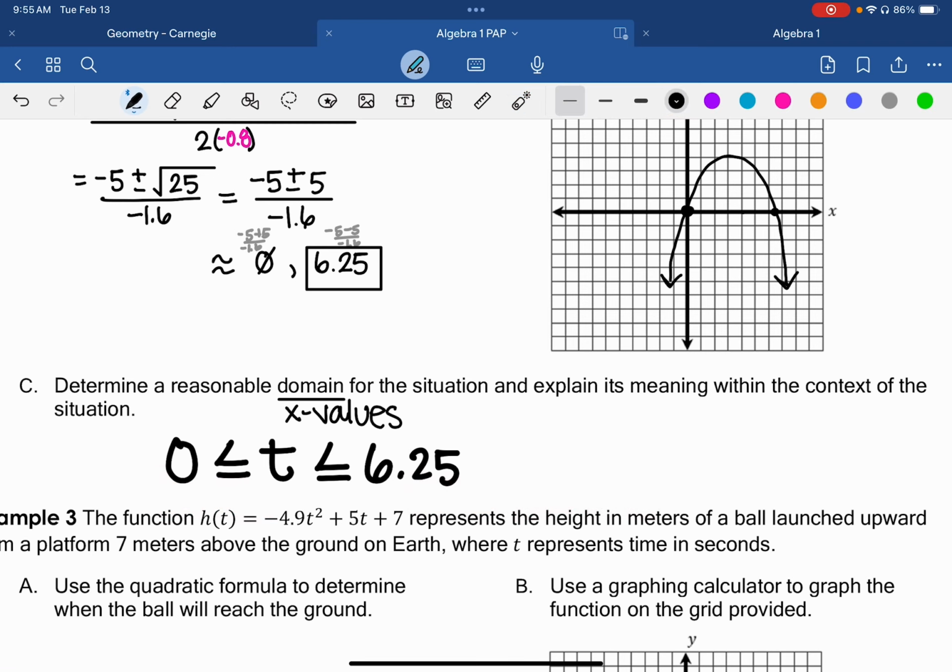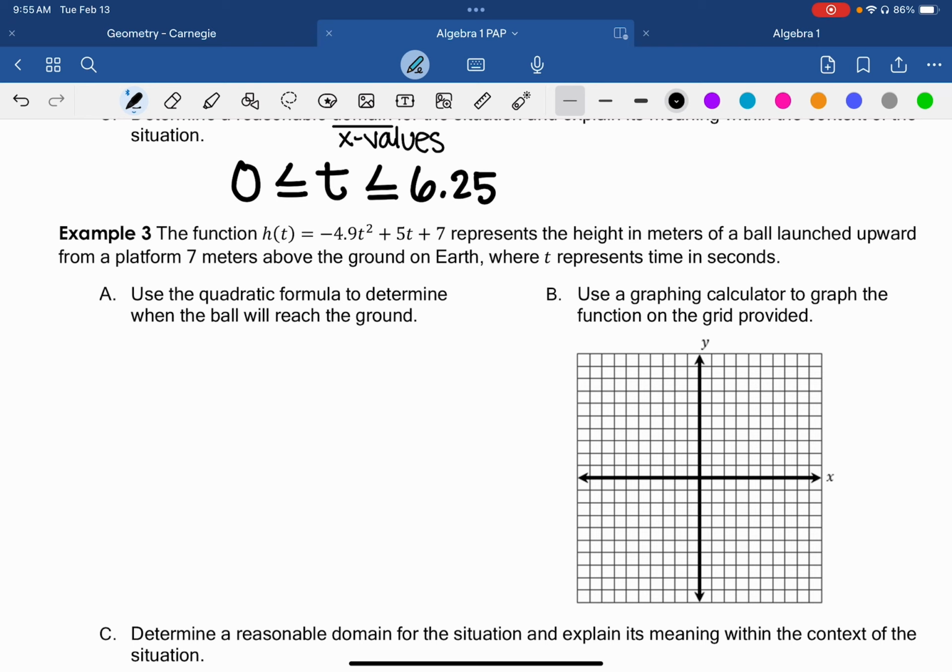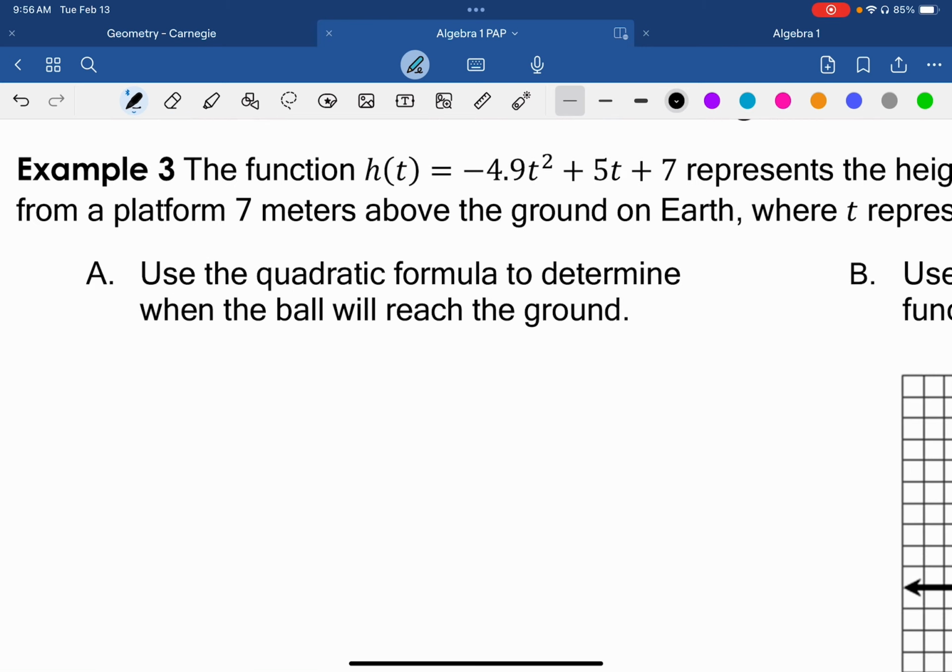All right, I do encourage you to pause the video and give this last one a try. It's asking pretty much the same type of thing. A ball is launched upwards from a platform 7 meters above the ground on Earth, and T represents the time in seconds. So I do encourage you to pause the video and to solve this one as well.